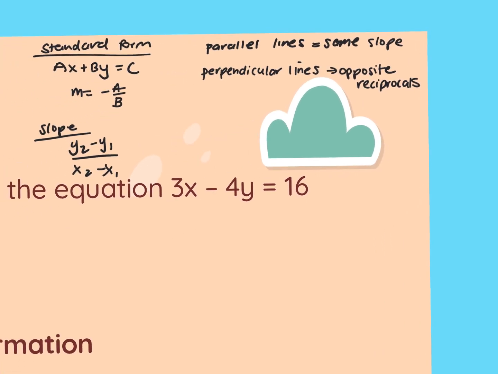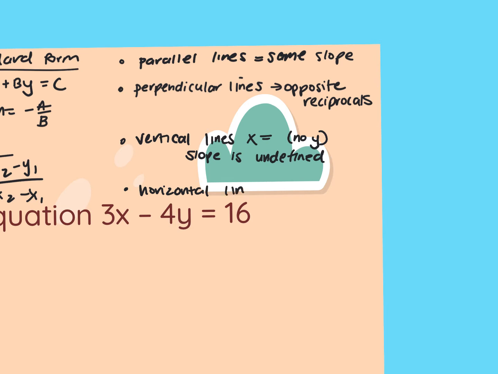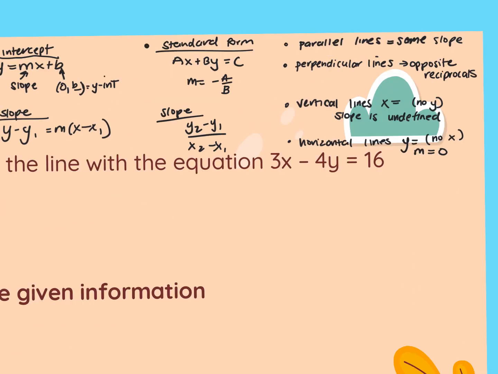And then, what else is in this section? Oh, vertical lines would be an x equals, there is no y, and slope is undefined. And horizontal lines are y equals with no x and slope equals 0. So it was a lot of little stuff in that section.